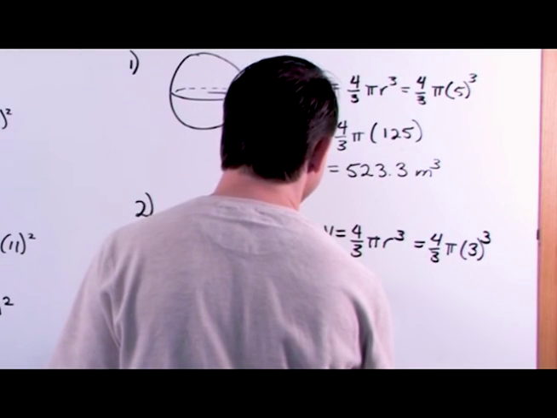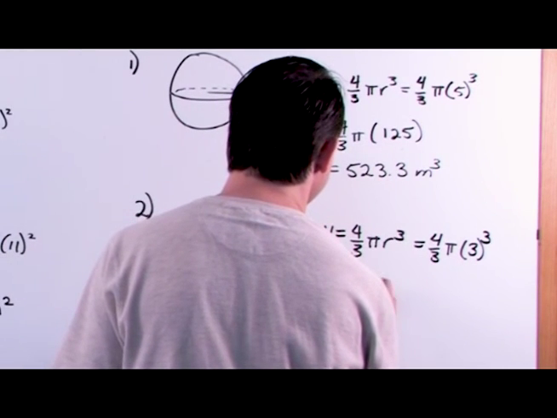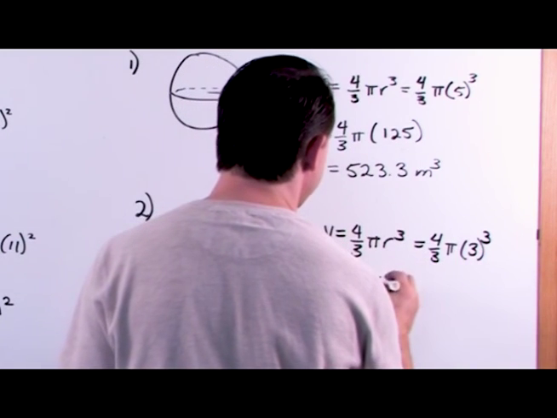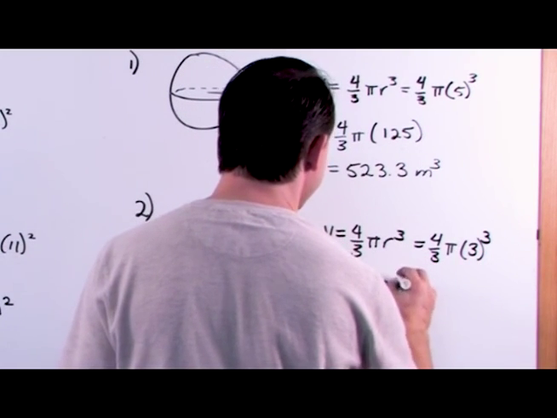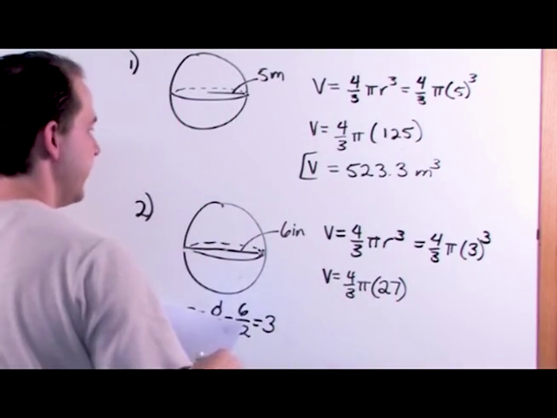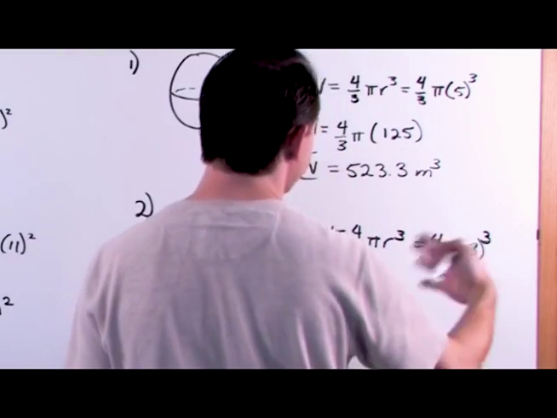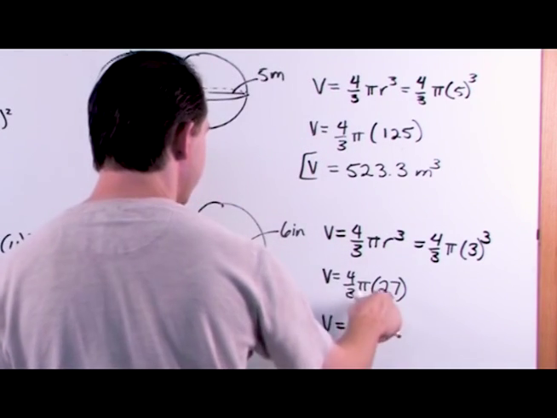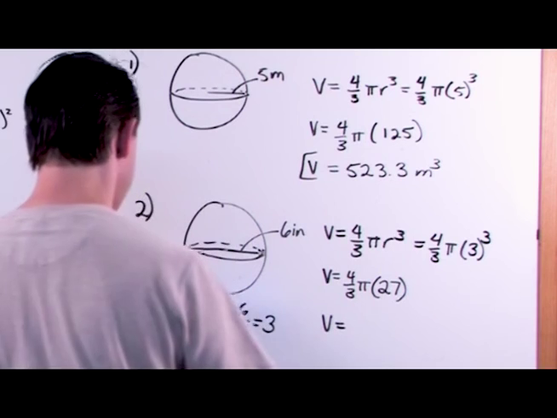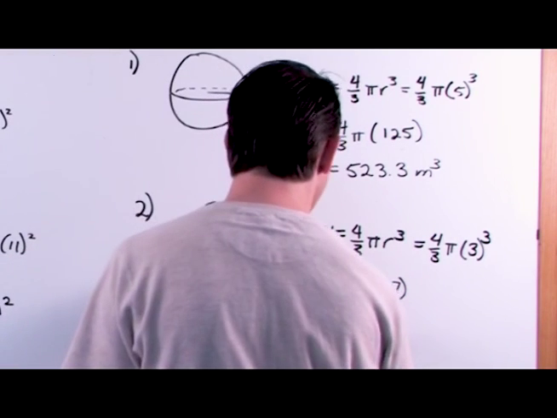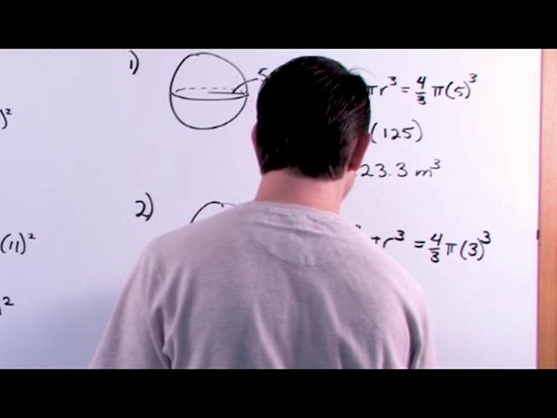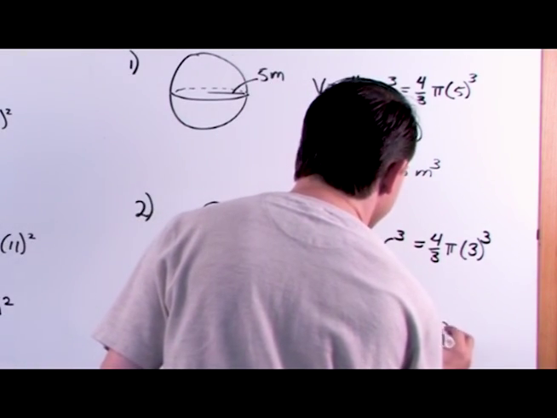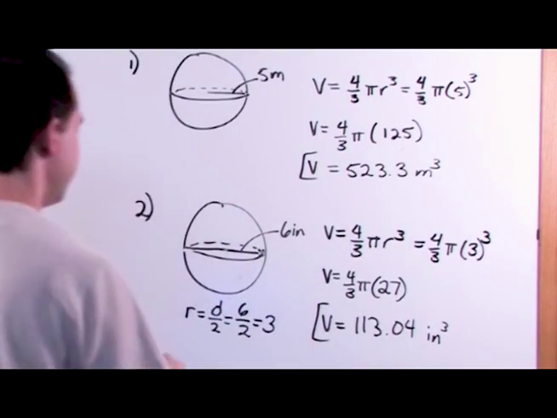So the volume is 4/3 pi. Now 3 cubed is 3 times 3 times 3, and I think you can convince yourself if you start multiplying that, that's equal to 27. 3 times 3 is 9. 9 times 3 is 27. So that's how you get that. And so when you put this in your calculator, 27 times 3.14 times 4/3, you'll get 113.04. And the units are inches. And this is volume, so you have cubic inches.